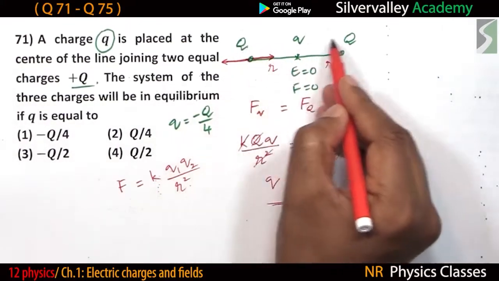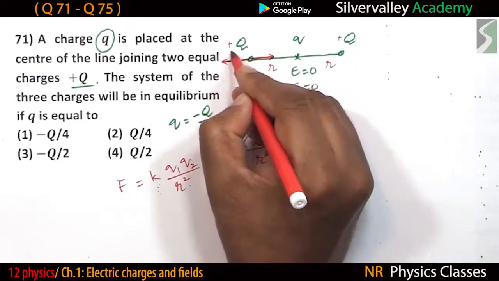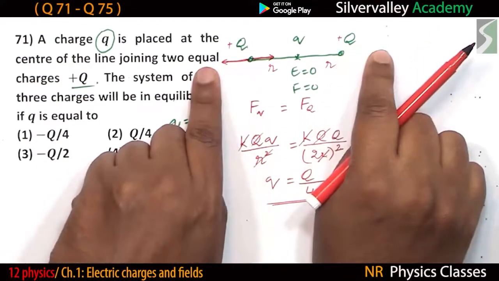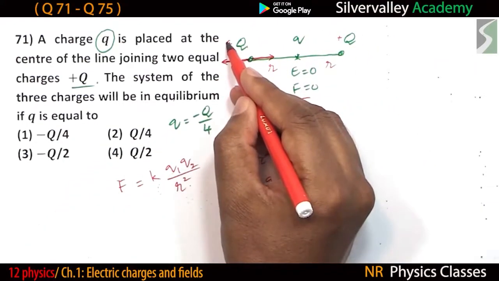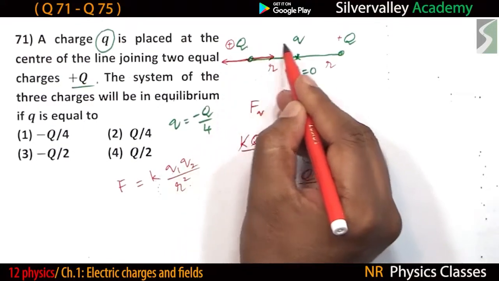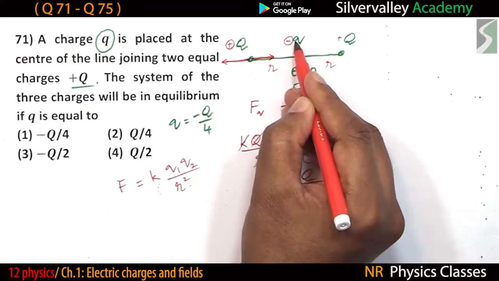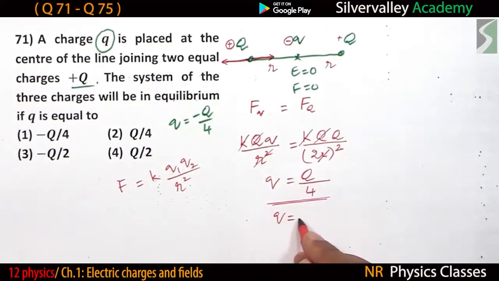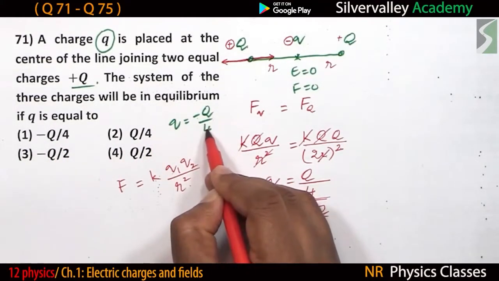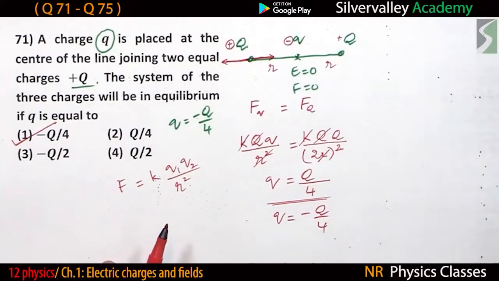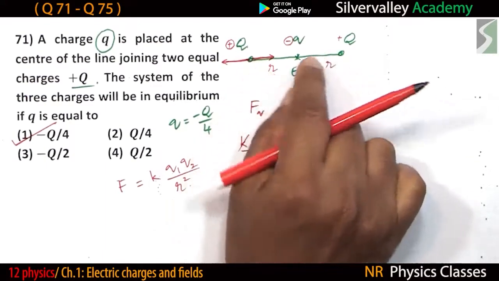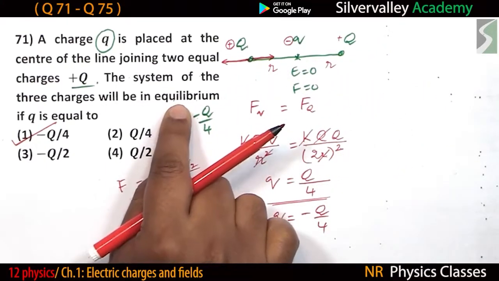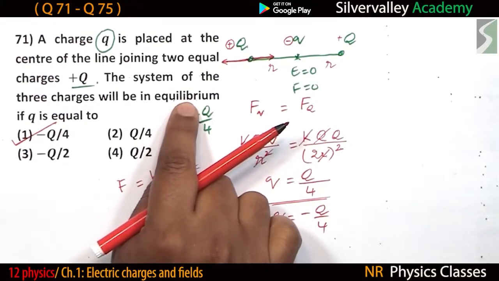Next, these two are identical charges. Then there is repulsion. This is the force. There should be attraction between these two. This is already positive. To experience attraction, this charge should be negative, isn't it? That is why this charge q is actually minus Q by 4. If system is in equilibrium, it means all the three charges should be at rest or they should move with uniform velocity. That is the meaning of equilibrium. Rest or uniform velocity.